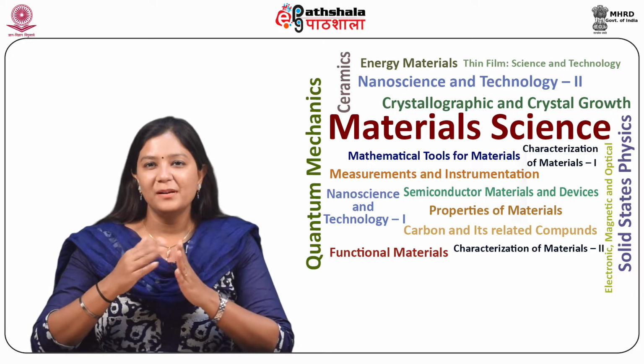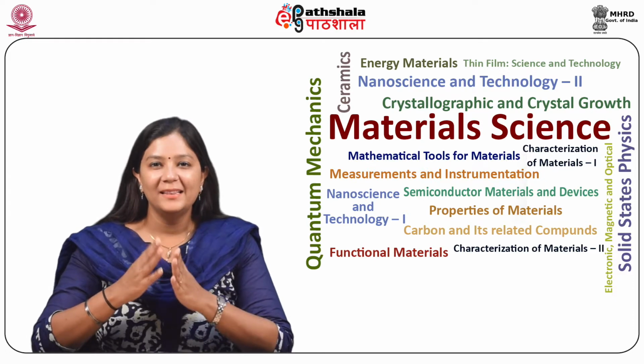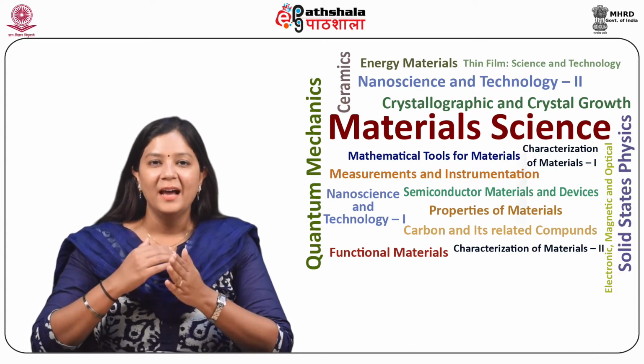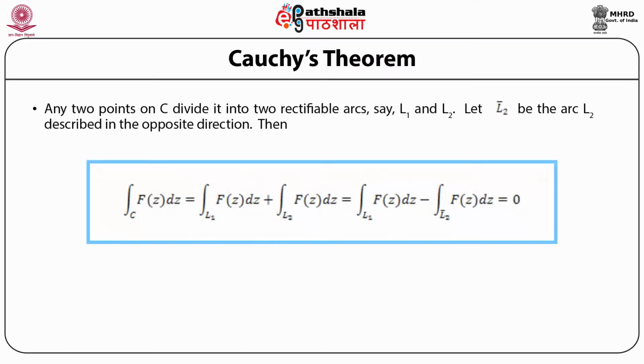If C is a simple closed rectifiable arc lying in D, then the integral of an analytic function f(z) around C is 0. Any two points on C divide it into two rectifiable arcs, say L1 and L2. Let L2 bar be the arc L2 defined in the opposite direction. L1 and L2 bar are the two arcs joining the two points so that the integral is the same along these two arcs. Hence, the integral along the closed path C of f(z) dz equals the integral along L1 of f(z) dz plus the integral along L2 of f(z) dz, which equals the integral along L1 of f(z) dz minus the integral along L2 bar of f(z) dz, which equals 0.